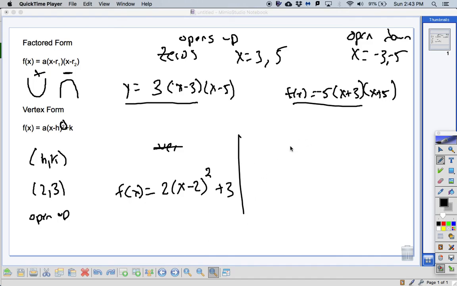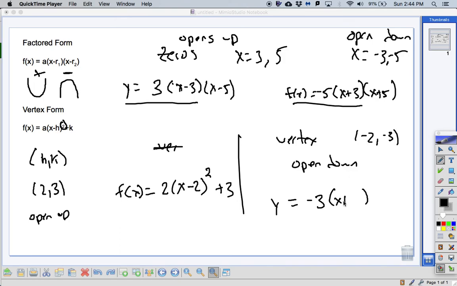Let's do one more. Let's say I have a vertex at negative 2 comma negative 3, and this one we're going to open down. So I start with either f of x or y equals. Opens down means I need a negative a, so pick some negative number. I pick negative 3. Pick anything you want. I get parentheses here. Starts with an x. Opposite sign, so the negative 2 is going to become a plus 2. Don't forget your square on the outside of that. And then the sign stays the same for the y, so I write minus 3. And you have just written your equation in vertex form.